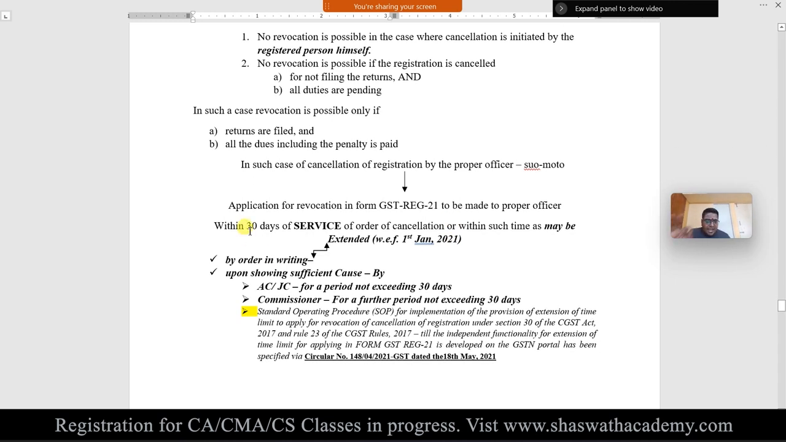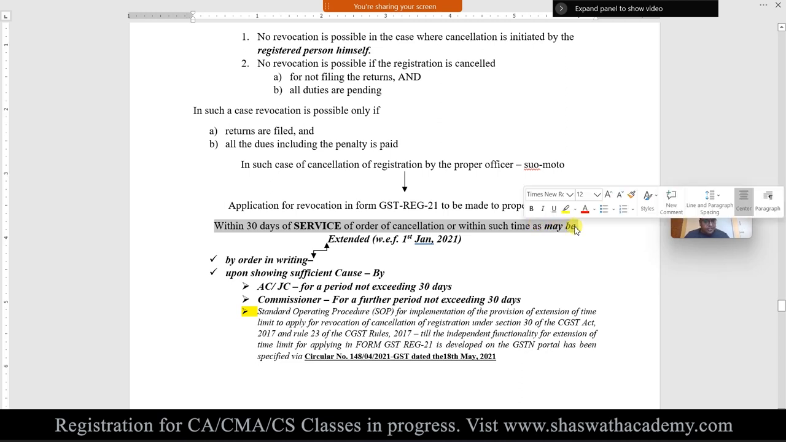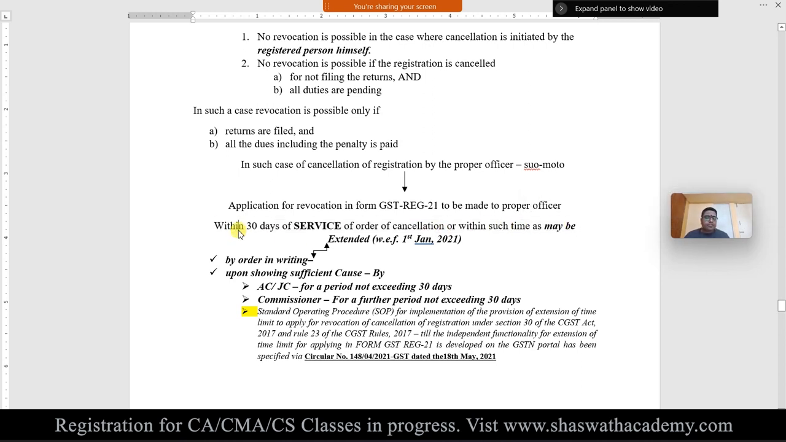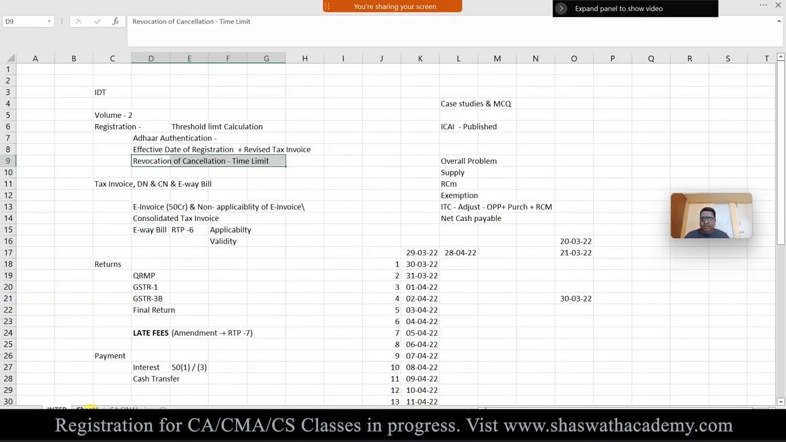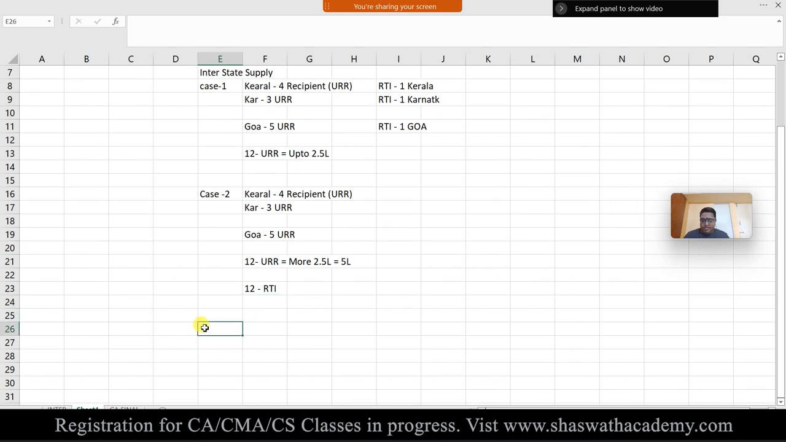Within 30 days from the date of service of the cancellation order, you can make an application for revocation of cancellation. To whom, sir? You have to make an application within 30 days to the proper officer. Let me give this hierarchy so that it will be clear and comfortable for you. Look at this, revocation of cancellation. Hierarchy, look at this.